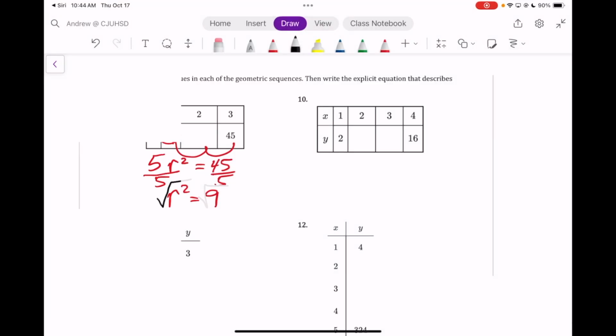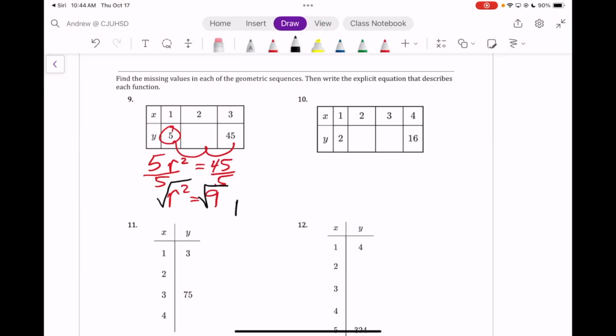But you know, if you think about it, not only is 3 a number that works, but also -3. It would change the number in the middle, that's for sure. If you use +3, you'd get 15. If you use -3, you'd get -15. But both numbers would take you to 45.